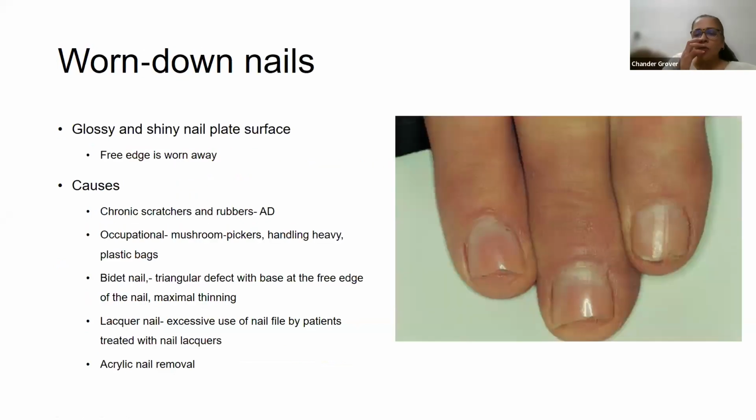Worn down nail is an acquired thing. This means the nail is being used, that is why it's called worn down, used much more than its normal capacity. So you will see this triangular kind of defect based towards the free edge. What is it being worn down with? It is being worn down with rubbing. Rubbing skin, like in chronic scratchers, atopic dermatitis, in occupational mushroom pickers.